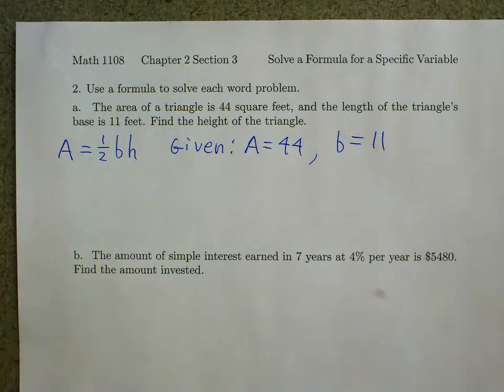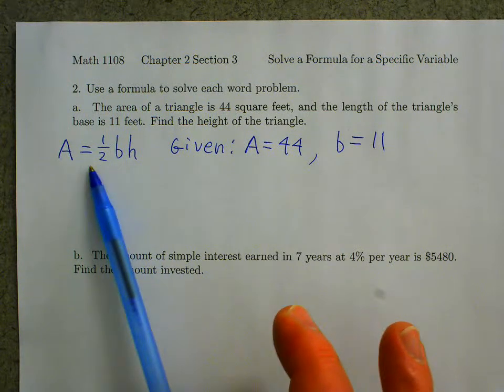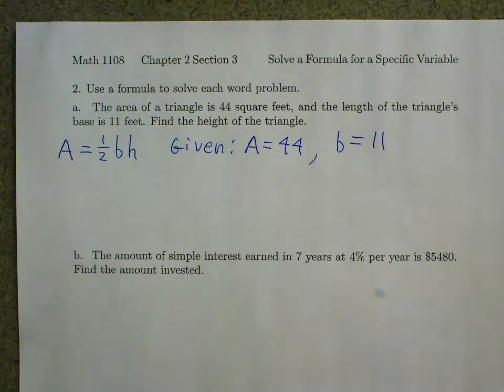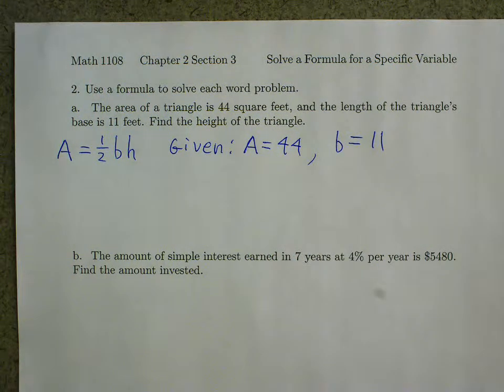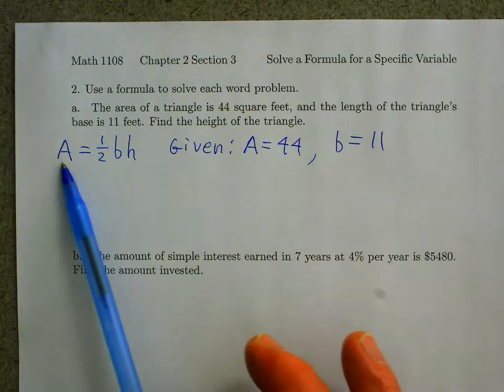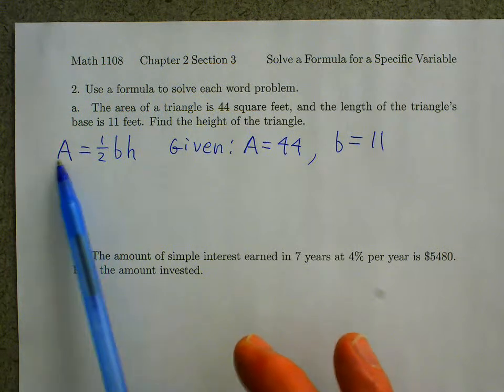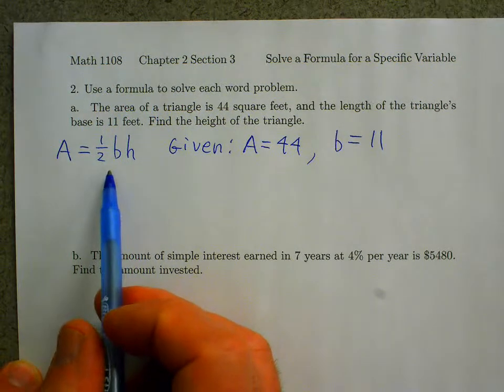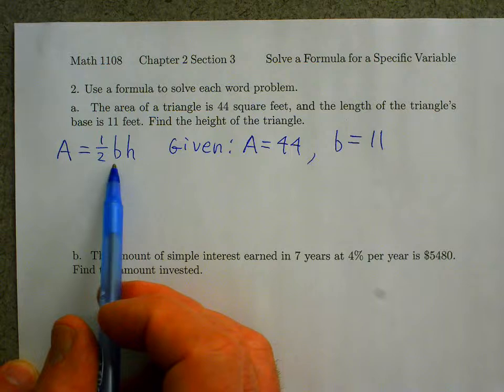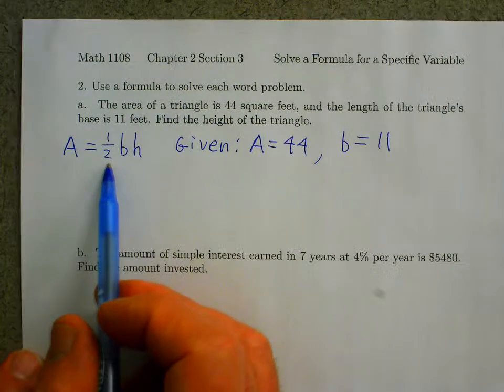So what we do next, we have a couple of options. We can first solve this formula for H, and then substitute A with 44 and B with 11. That's one way to do it. Another way to do it is just to use this formula and right from the start, replace A with 44 and B with 11, and then do the arithmetic. Either way is okay, but if we solve the formula first, that might give us a little more practice solving formulas.